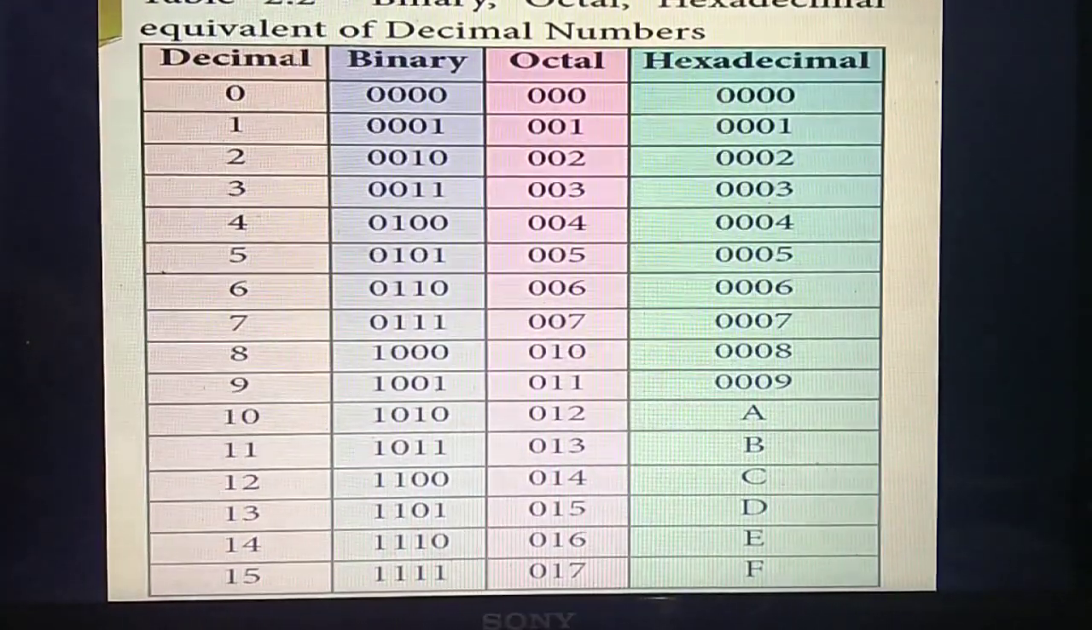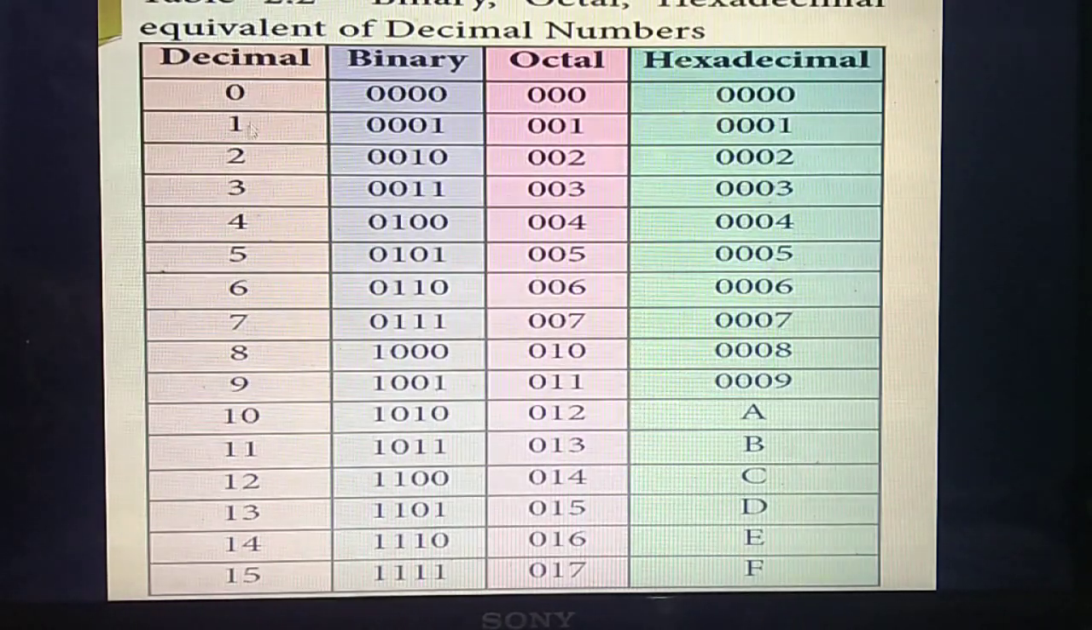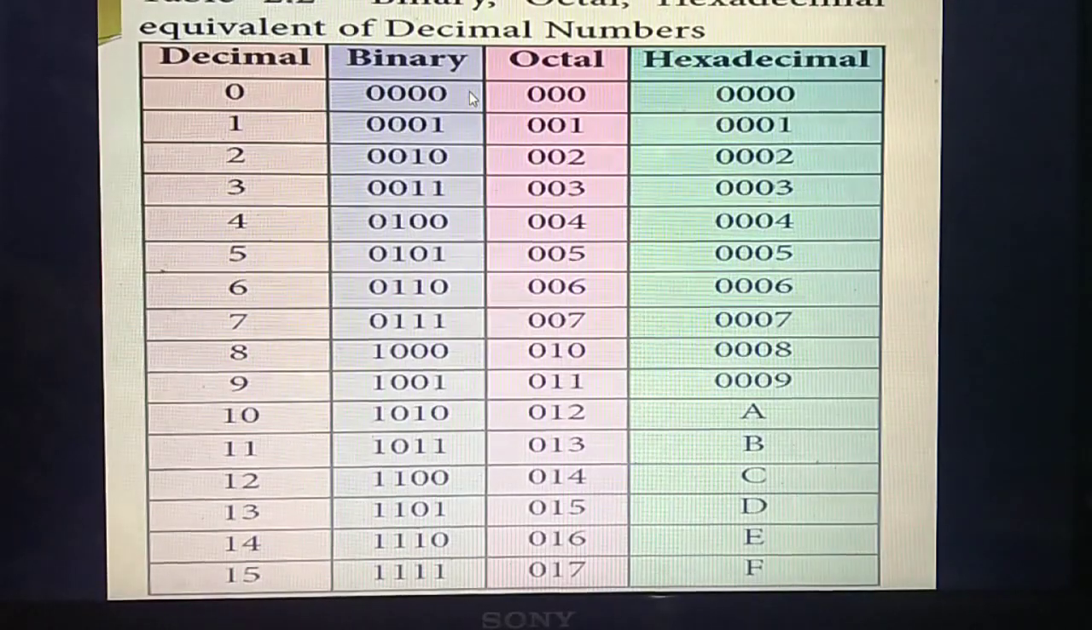First, in the decimal column, starting from 0, you write 0, 1, 2, 3 till 15. This you know. Listen carefully. Binary number, how you need to write it.